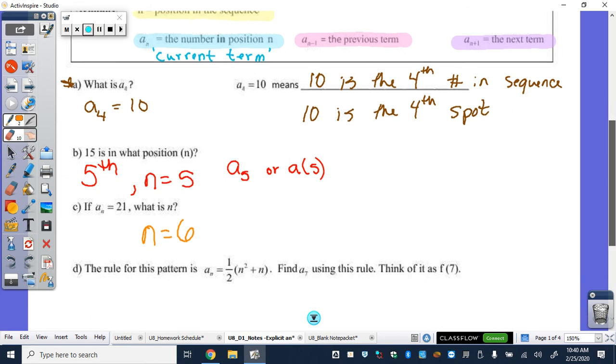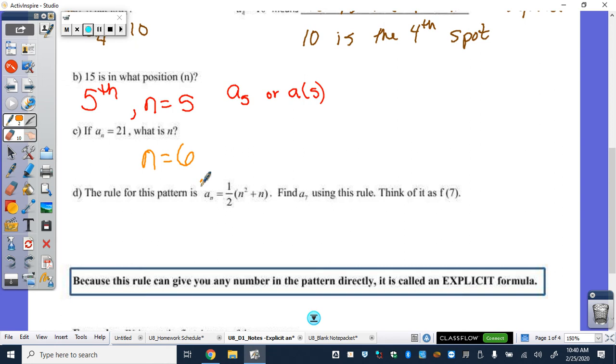The rule for this pattern is right here. Rule is just another word for our equation. So find a sub 7 using this rule. It's just like our function notation. A sub 7 simply means we are plugging a 7 in for all of our n's. So a sub 7 would be 1/2 times 7 squared plus 7.